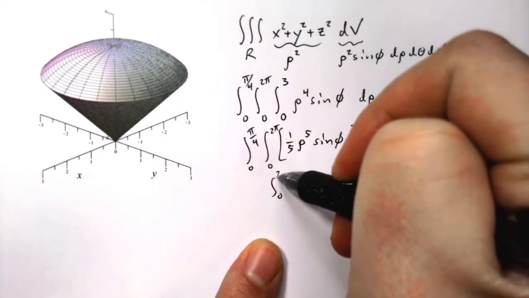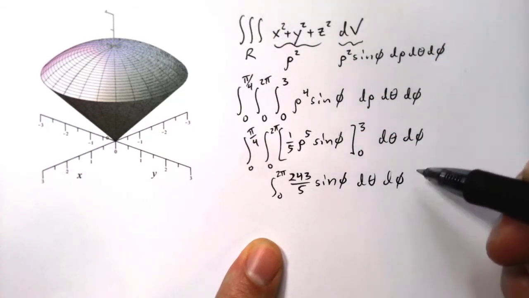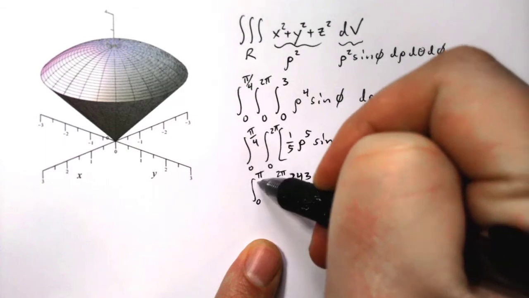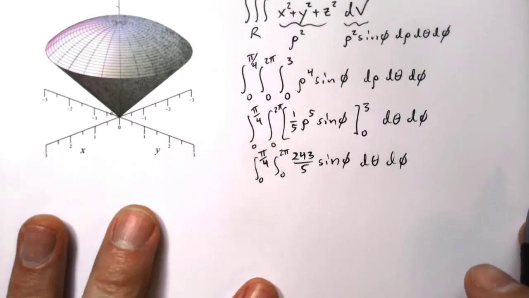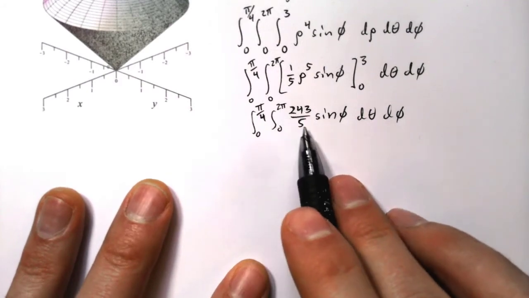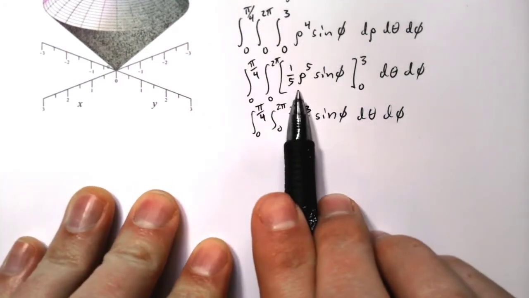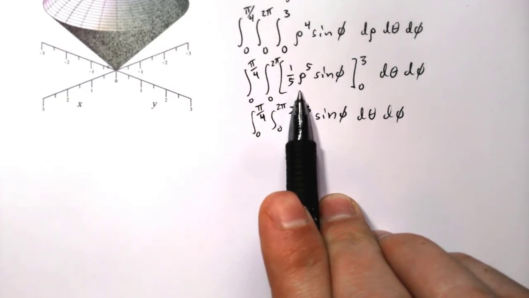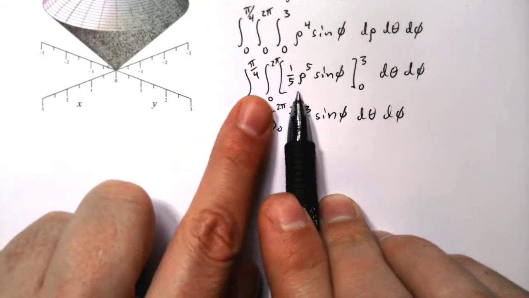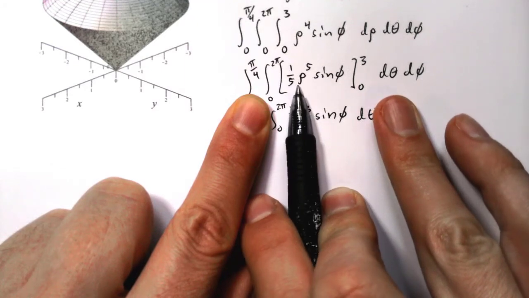I should have left a little more space here. Getting a little scrunched up. Okay, so we'll keep going. I'm just going to take this whole thing and pull it outside the integral. So let's pretend like it's on the outside. Now we're just doing this integral with respect to theta. Well, look, this doesn't depend on theta. So when you do this integral, I'm just going to get 2 pi sine phi.